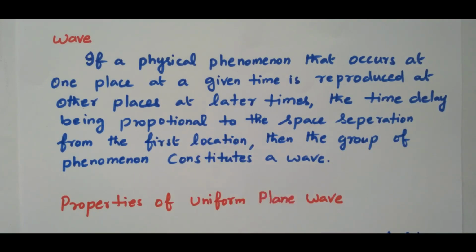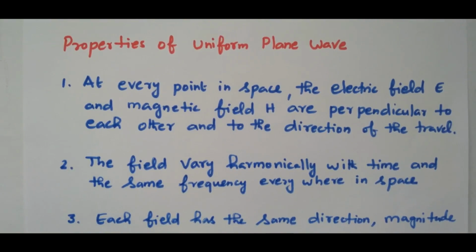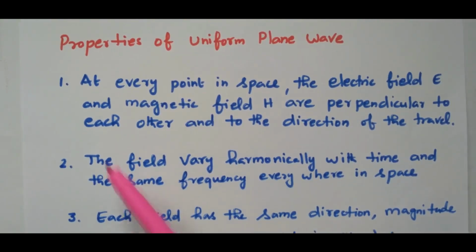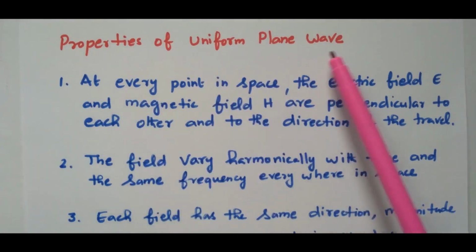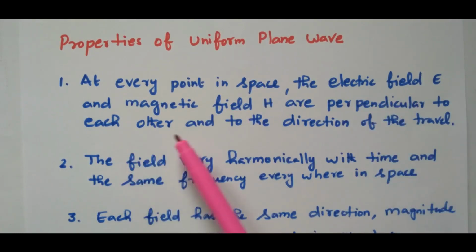In this, we have the uniform plane wave. What is a uniform plane wave? These are the properties of the uniform plane wave. At every point in space, the electric field E and magnetic field H are perpendicular to each other and to the direction of travel. If the electric field E and magnetic field H are perpendicular to each other, then it is a uniform plane wave, the first point. The fields vary harmonically with time and with the same frequency everywhere in space.